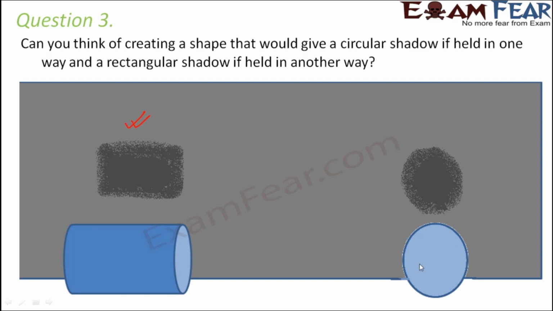But if you hold the same cylinder in this fashion such that the circular part of the cylinder is in this direction and the light is falling on the circular part of the cylinder, in that case, since this portion of the cylinder is blocking light, this portion will remain dark, and that's how a circular shadow will be formed. So you can actually look at various objects which give different shapes of shadows because of the way light falls on them.